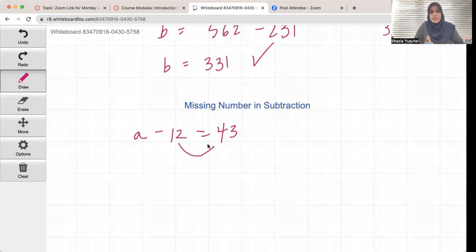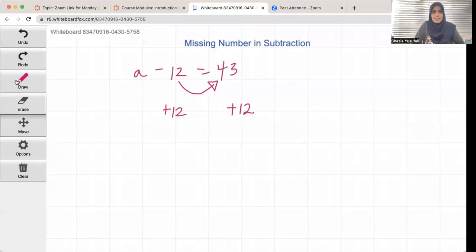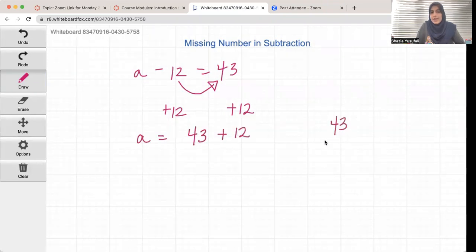We cross the bridge, and when you cross the bridge, it becomes the opposite. So here it's plus 12, here it's minus 12. We do plus 12, and we say plus 12 right here. Therefore, easy, a equals 43 plus 12. Let's do a little bit of calculation on the side. This is going to be a 5, 3 plus 2, and 4 plus 1 is 5. Therefore, a equals 55.